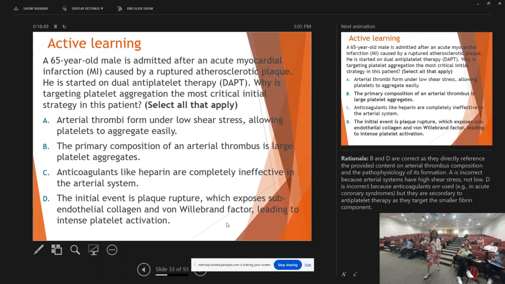D? Yeah. Because A should be high and so low. For A, where it says low, it should say high instead. Okay. And then C just doesn't make sense because it's very active.